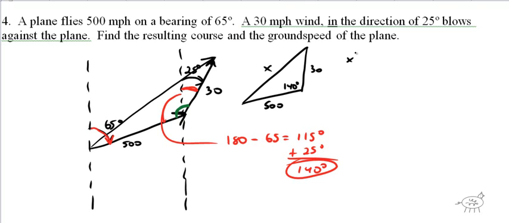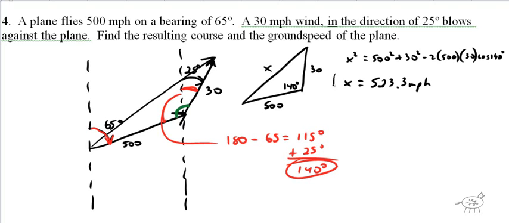So law of cosines, of course. X squared equals 500 squared plus 30 squared minus 2 times 500 times 30 times cosine of 140. So you get x equals 523.3 miles per hour. Pretty easy. So that is our ground speed.